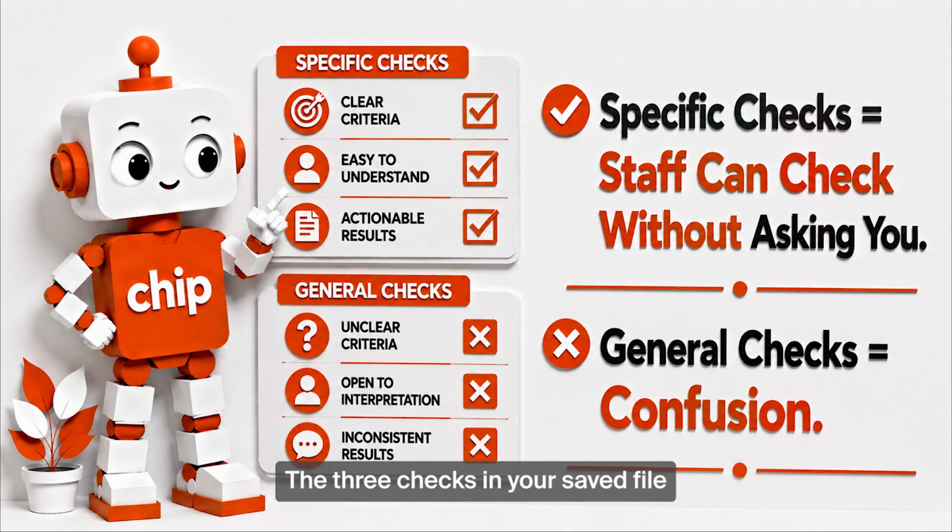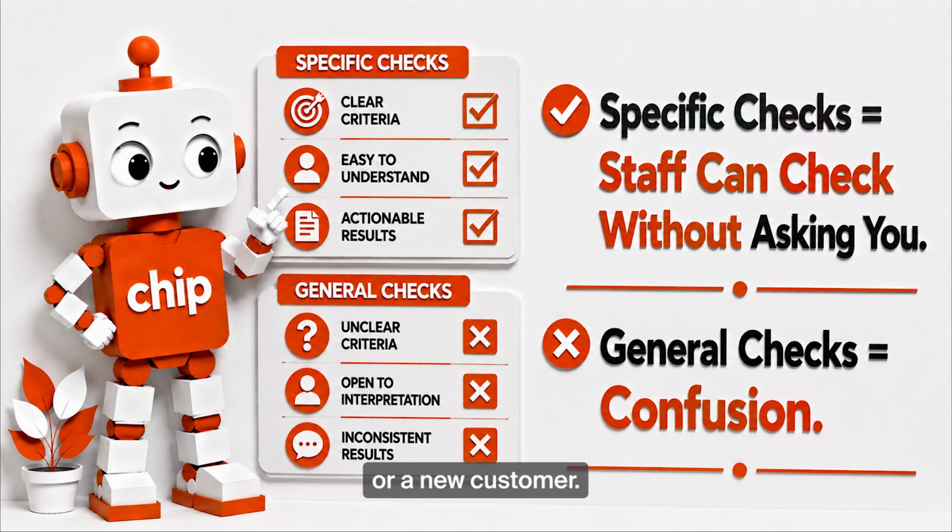The 3 checks in your saved file must be specific to your own task, not general. For a customer follow-up message, check 1 could say, customer name, product name, and delivery date are all verified correct. Check 2 could say, message tone matches whether this is a regular customer or a new customer.